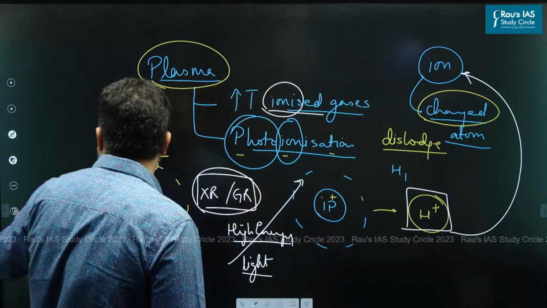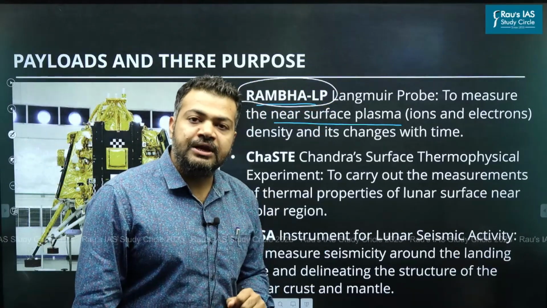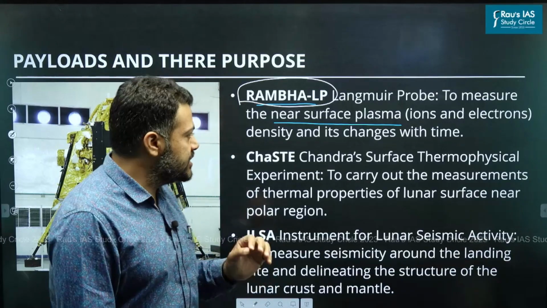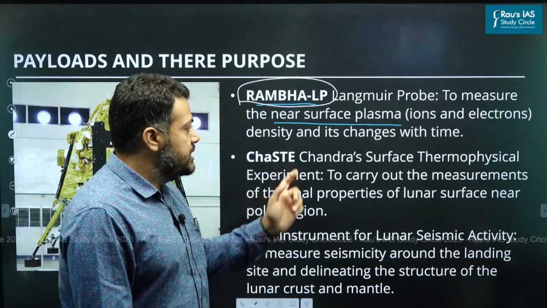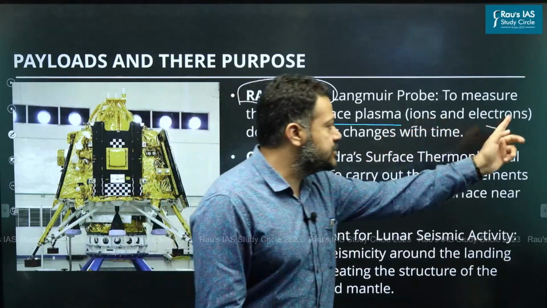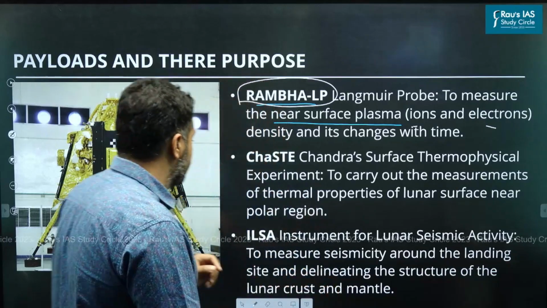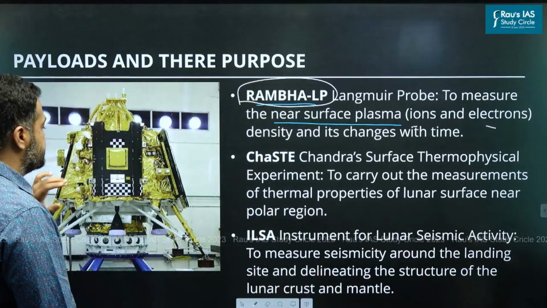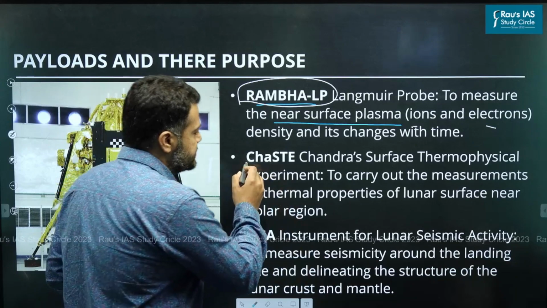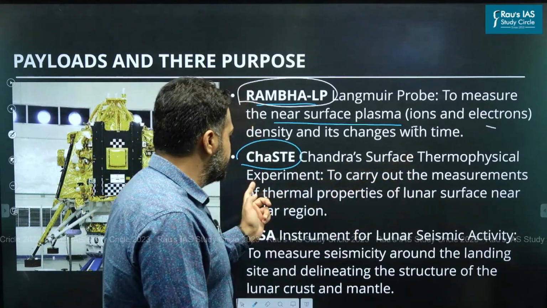India's RAMBHA payload will be the first such equipment that will help us find out the behavior of surface plasma, the creation of ions and electrons on the surface of the moon. For the first time, India may become a country to find out the answer to this question. Then next comes the ChaSTE, Chandra's Surface Thermophysical Experiment.